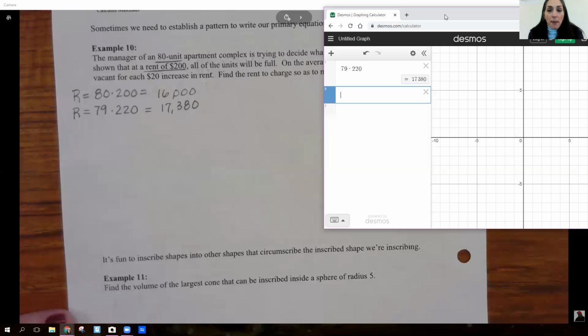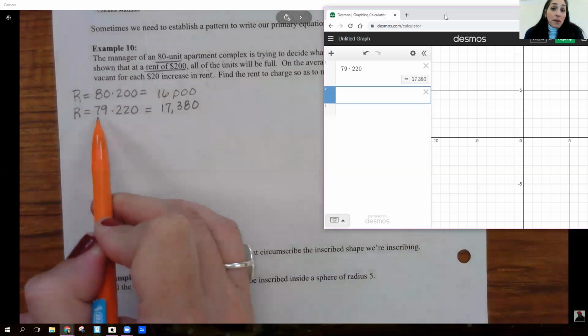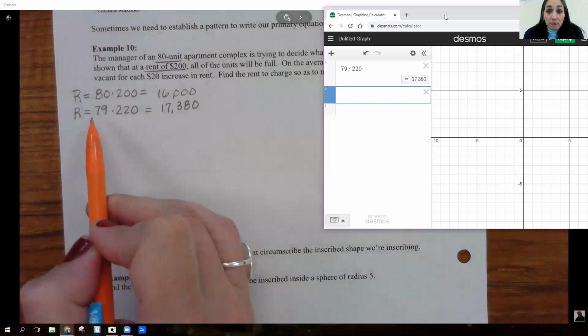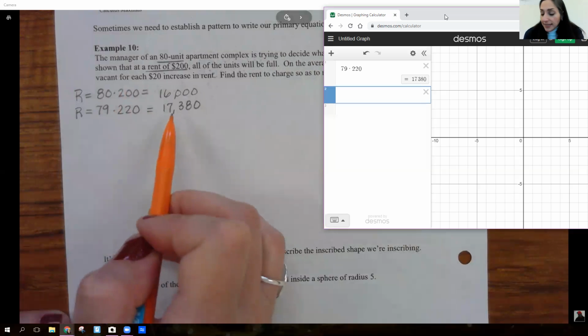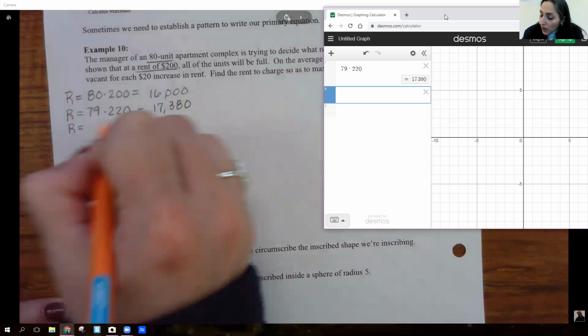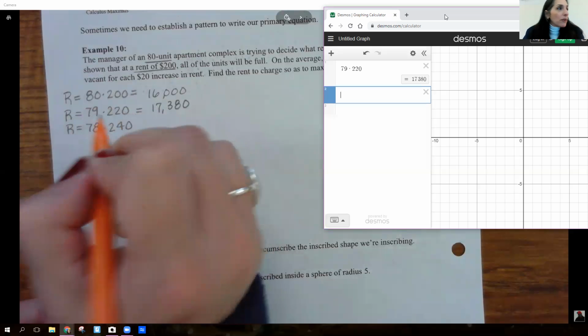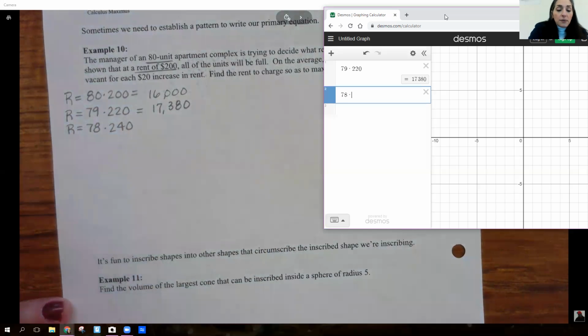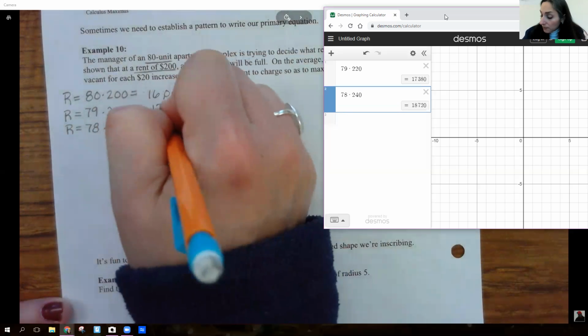Well, what's going to happen here? When are we going to actually max out and make the most amount of money? Because we could charge a whole lot of rent, but if we get down to like half our people renting, will we still be making a lot of money? If you don't have all of your apartments full, that's less people paying rent. So eventually this is going to max out. We'll do it one more time. If I raise it to 240, then I'll only have 78 people renting. So 78 times 240 is 18,000. So it's still making more money.